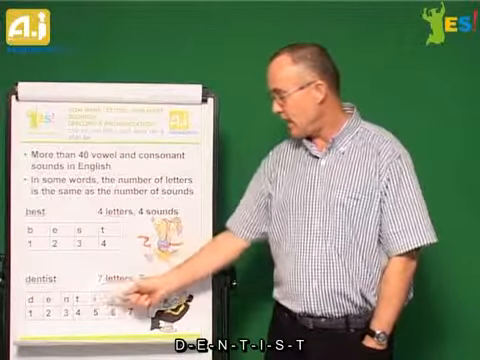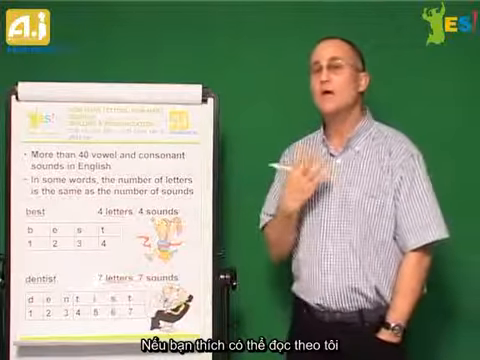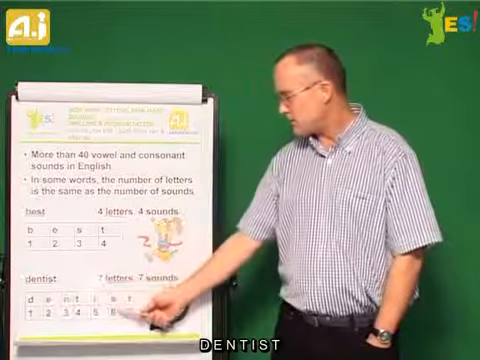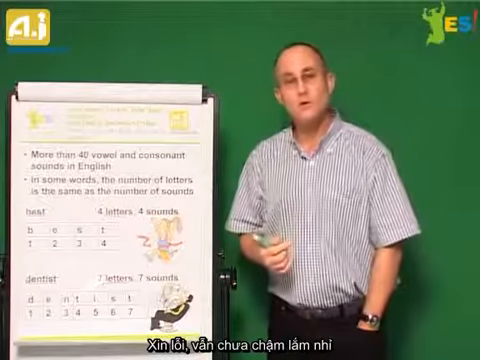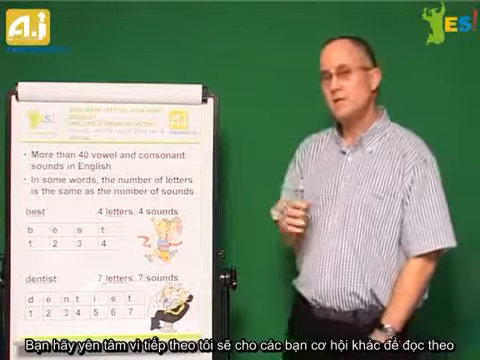D-E-N-T-I-S-T. Now, I'll try to say the sounds more slowly this time. So, if you'd like, you can repeat them after me. D, E, N, T, I, S, T. Well, sorry, that wasn't very slow, was it? I'll try to remember. Later on in the lesson, we'll have some more practice, and it'll give you a chance to repeat after me more. Specific sounds in the words, okay? So that was pretty fast. Let's move on.